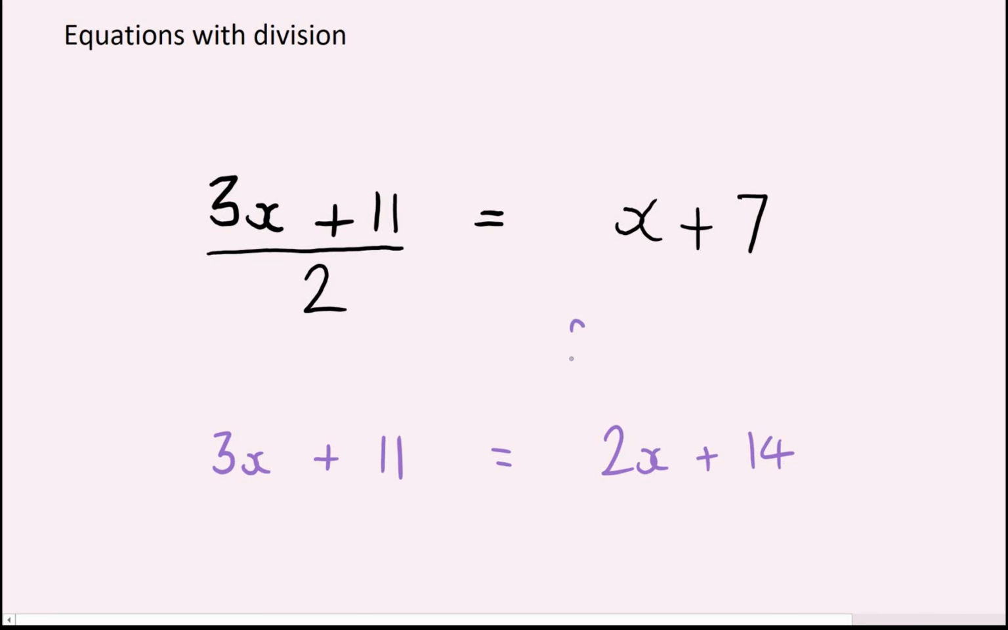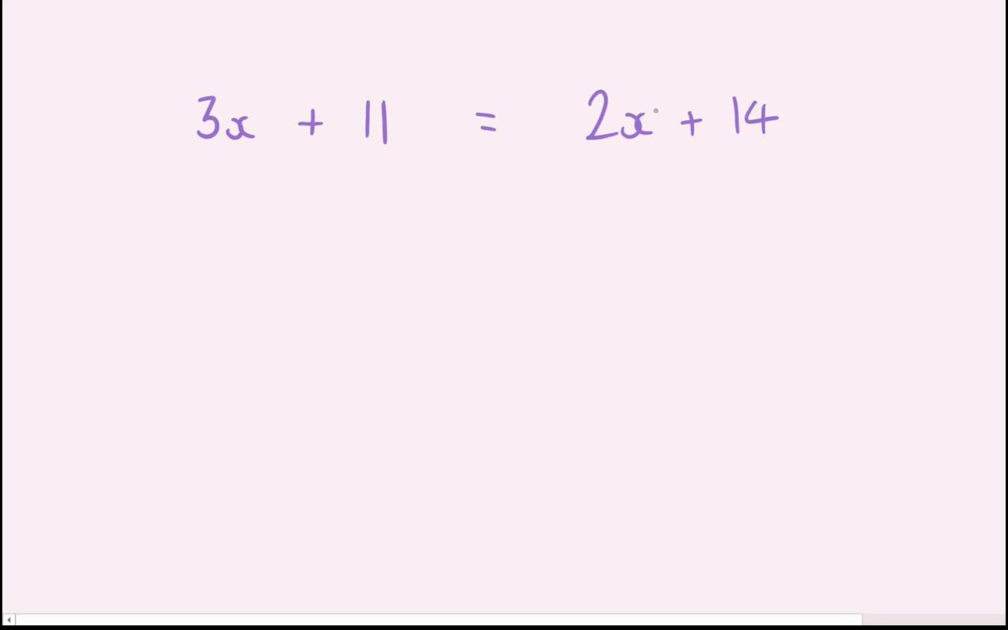You could also write 2 brackets x plus 7, but that will just become 2x plus 14. Now we just solve it the same way we were doing before. Get rid of this 2x. So I've got 1x, or x, plus 11 equals 14. The opposite of plus 11 is minus 11. So x equals 3.